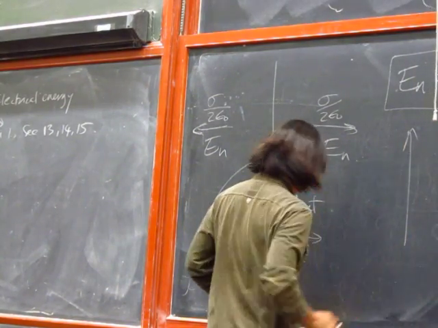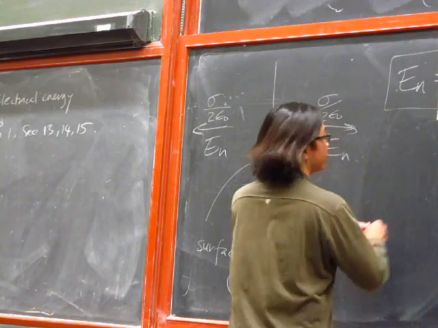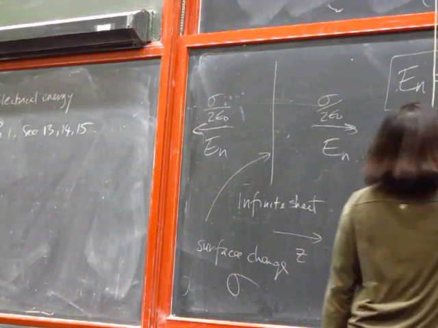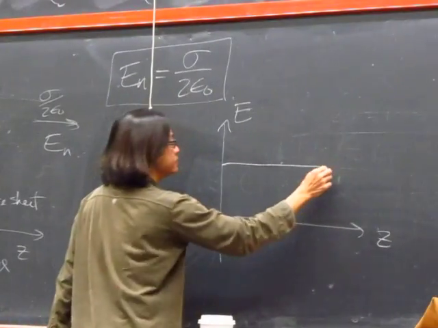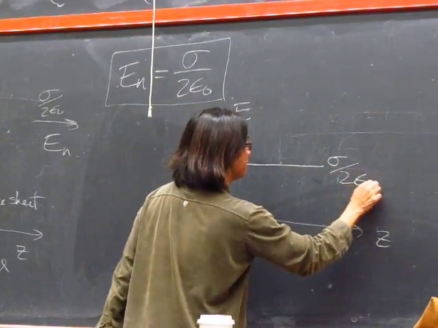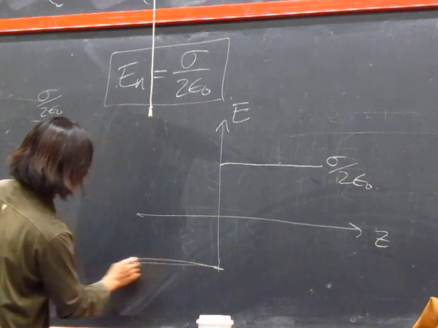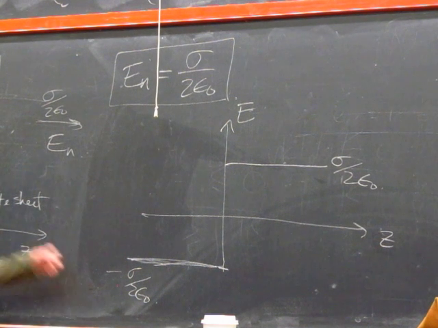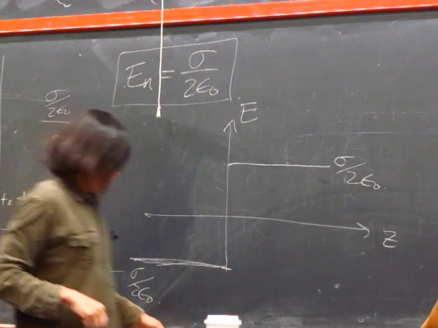If I plot the graph of the value of the electric field as a function of z, it's just normal. Over here it is sigma over 2 epsilon naught, and over here in the minus direction it is minus sigma over 2 epsilon naught, because the electric field is pointing in the negative direction.